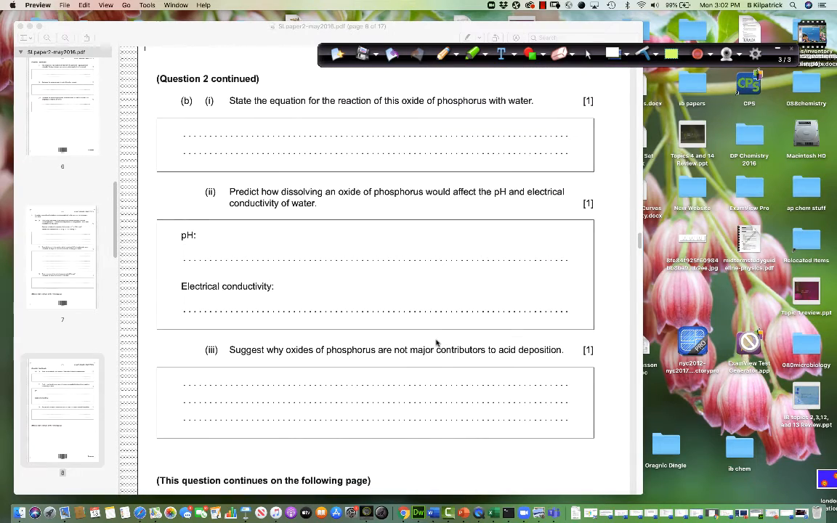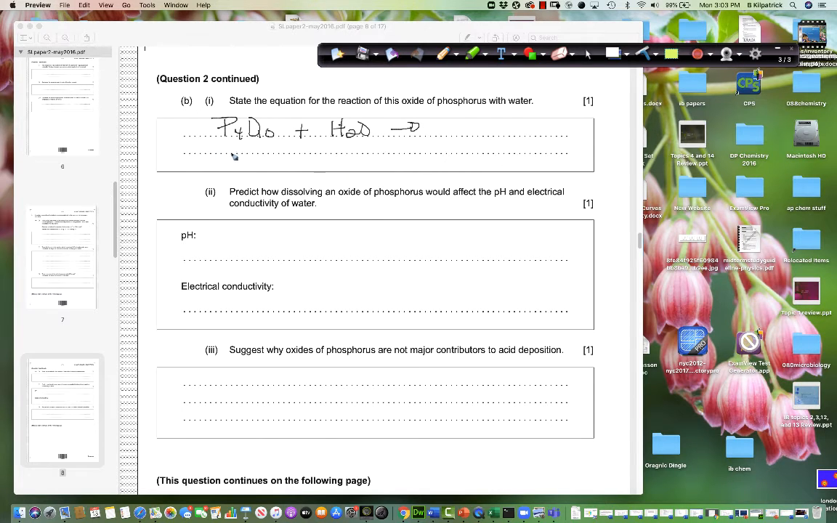All right, so state the equation for this oxide of phosphorus with water. Okay, well, we have P4O10, and I'm putting it into water. Well, it's a non-metal oxide. You're putting it into water, you're going to make an acid. Non-metal oxide plus water will give you an acid. A metal oxide plus water will give you a base.